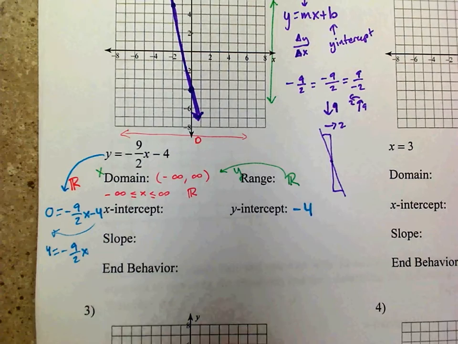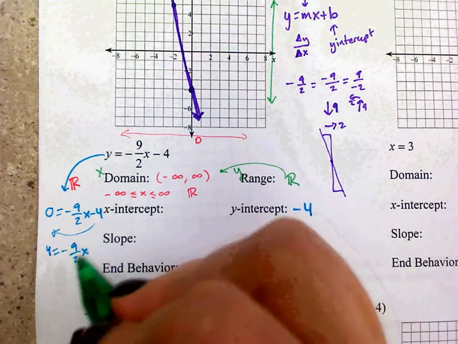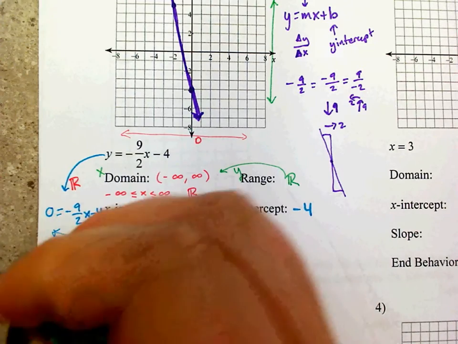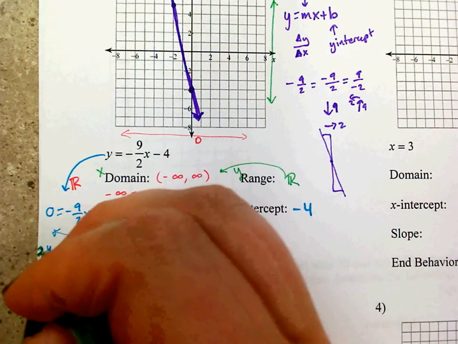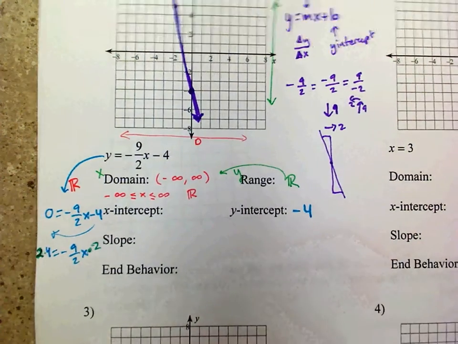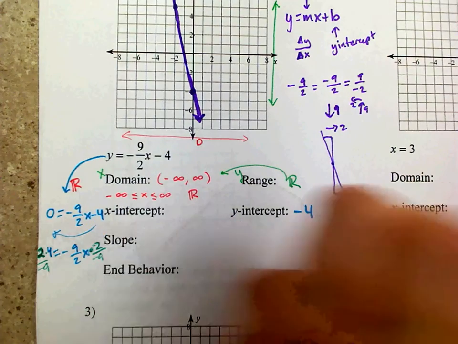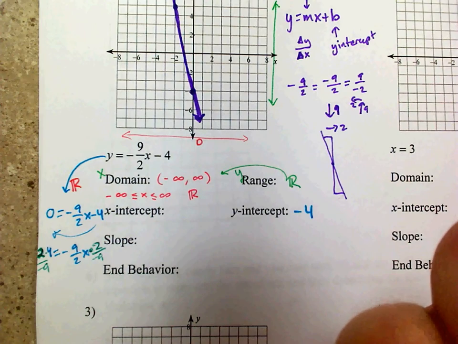Either way, the opposite of dividing by 2 is to multiply by 2. So if I multiply both sides by 2, we get an 8 over here. And then the opposite of multiplying by negative 9 is to divide by negative 9. So basically what we're doing is we're multiplying by the reciprocal of negative 9 halves, which is negative 2 ninths.